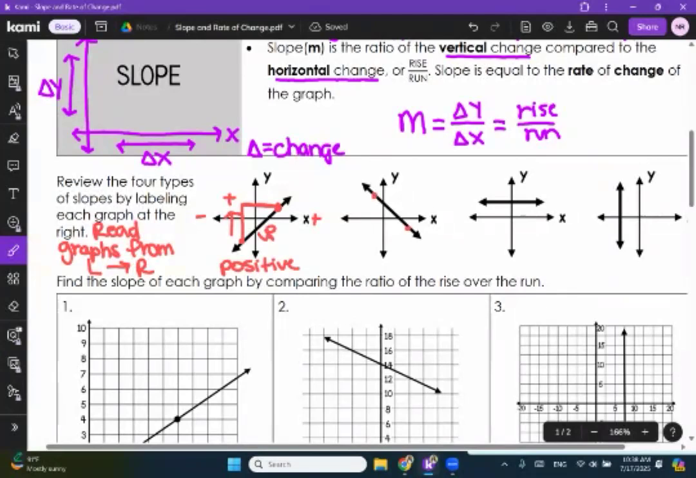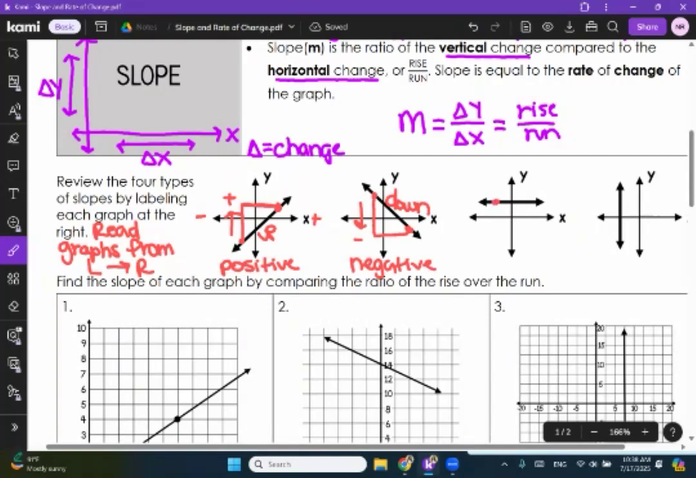Here, we would start on the left side. To get from one point to the next, we would have to go what direction? Down. Down means negative, down and to the right. So since we are going down, this is a negative slope.